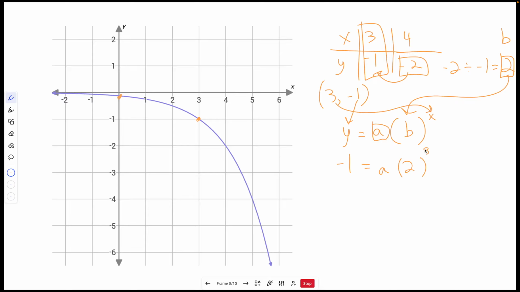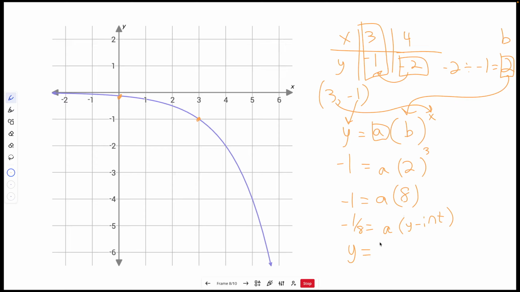And now this is an equation we can solve, because now I have -1 equals a times 2 to the 3rd power, which means 2 times 2 times 2, which is 8. And now we should know how to solve this, right? Divide by 8 on both sides, and we get a equals -1/8. And now we can write our final answer. This is the y-intercept. We just found the y-intercept.